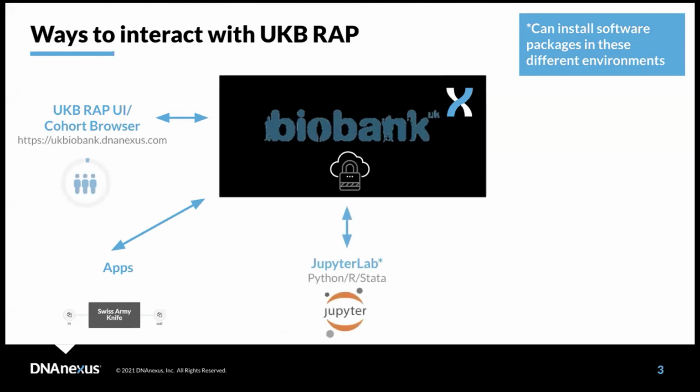Or you can interact with UKB RAP using two types of JupyterLab. One is a single node JupyterLab, where you can, for example, program in Stata, or you can use machine learning settings if you want to make some heavy analysis, for example, image processing. Or you can use our Spark JupyterLab if you want to get the data. I will talk about what kind of data we have in a moment.